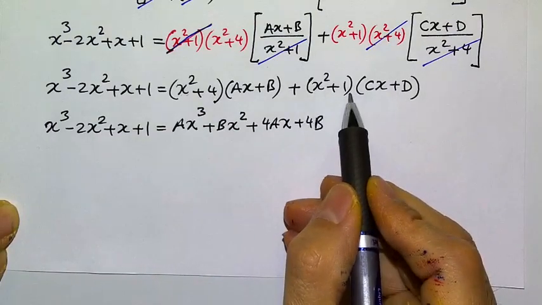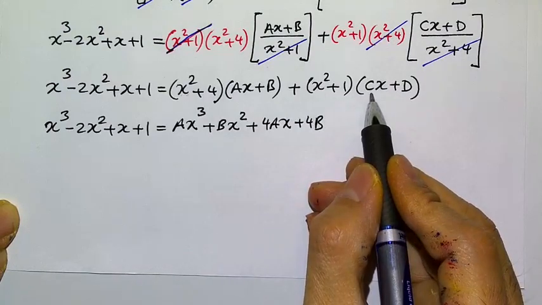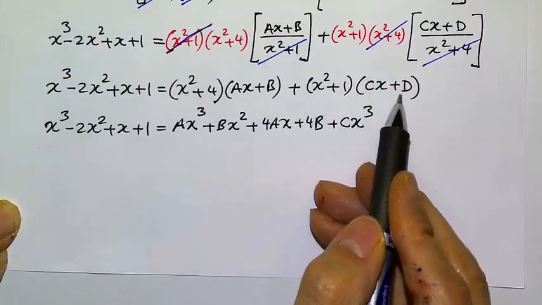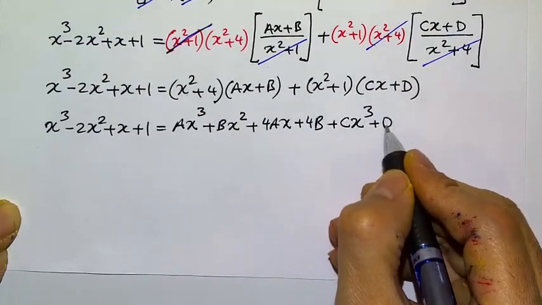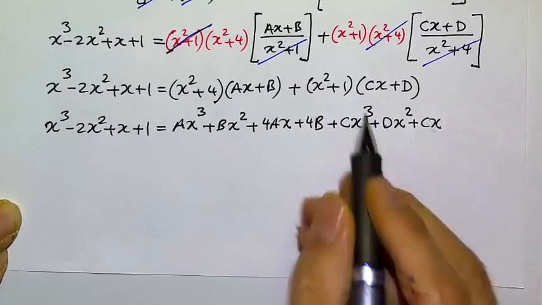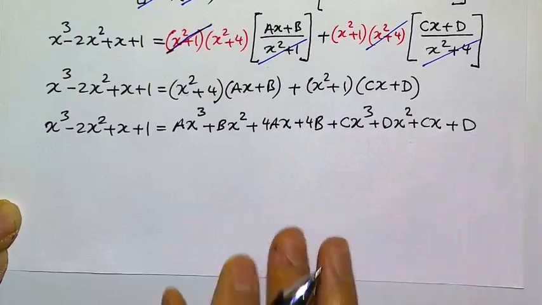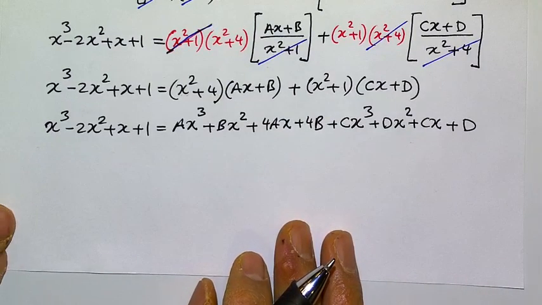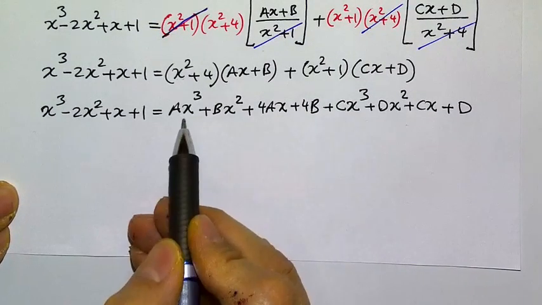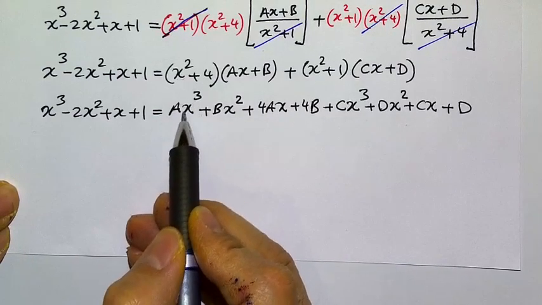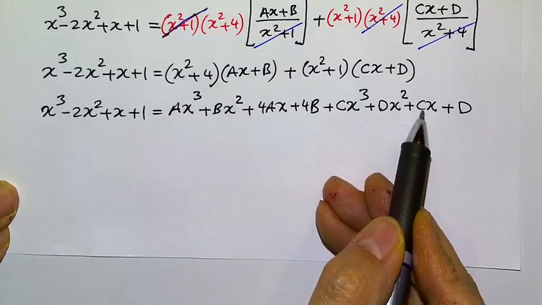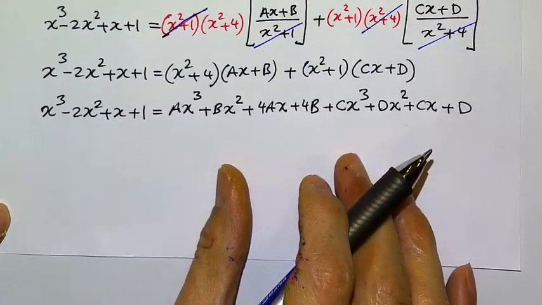We do the same thing. We FOIL these two. So x squared times cx, we get cx cubed. X squared times d, we get dx squared. 1 times cx, we get cx. 1 times d, we get d. Right? What do we do now? Do you remember what we do now? We group anything that has the similar x term. So x cubes are grouped together, x squareds are grouped together, x terms are grouped together, and constants are grouped together on the right side.